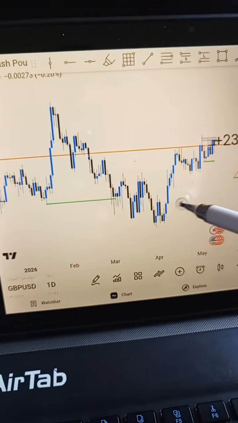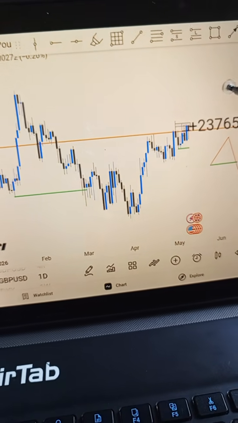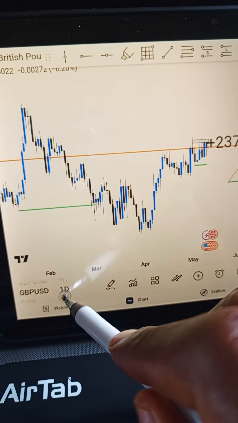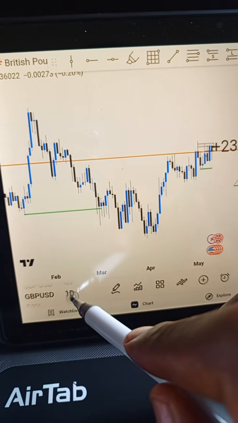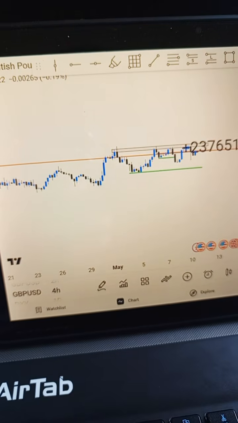Now since I'm still very bearish on this pair, the internal trend is bullish. So what am I looking for? An internal change of character to tell me it's now becoming bearish. So the 4 hours is giving us something very sweet. I want us to look at it.